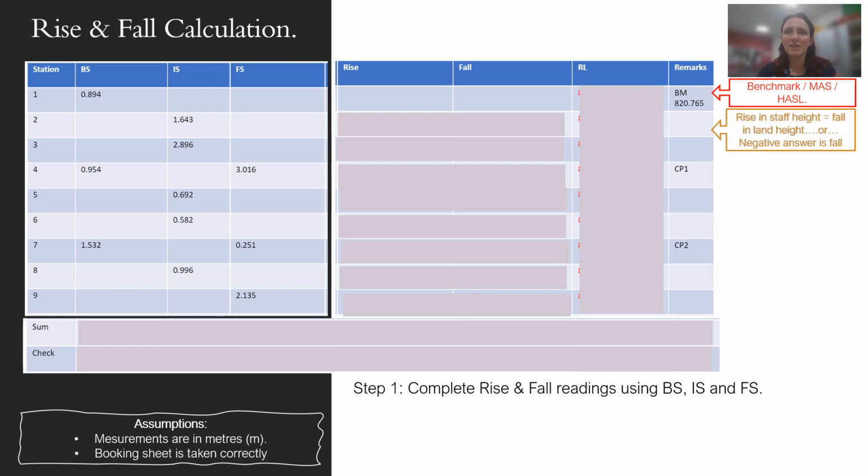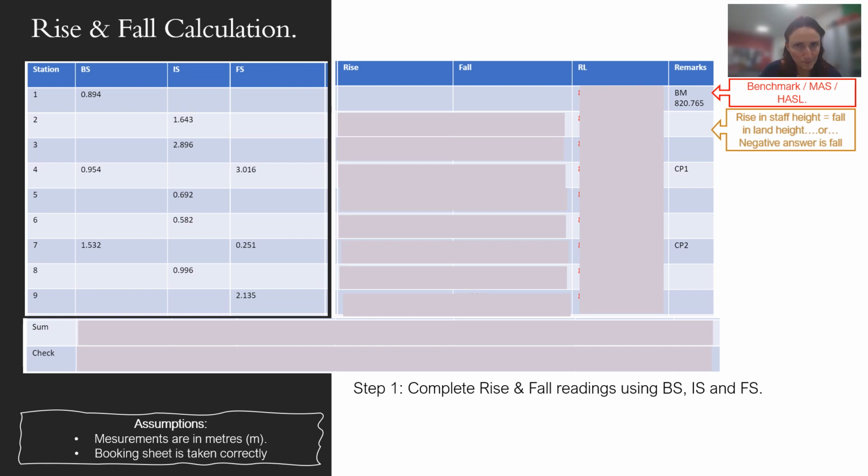Now, you don't need to do anything for the benchmark. So you get your GPS out, or you know what your height is above sea level. That's your benchmark. You don't need to know how much it's risen and fallen yet, do you? Because you've got the height, right? We know how high we are above sea level. We're good, right? So what you do is you say, well, okay, what about the next point? So station 2, okay, has it risen or fallen?